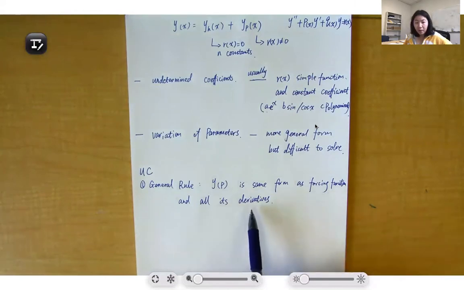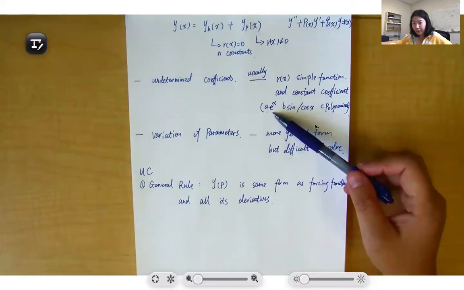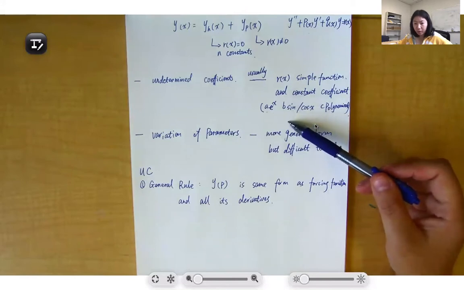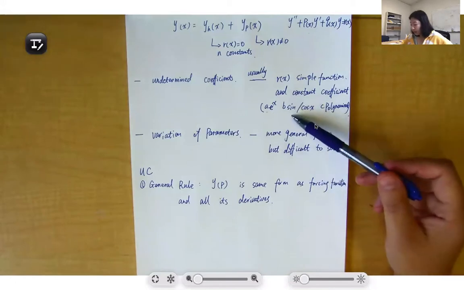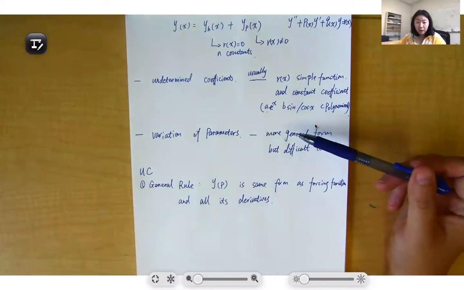What does that mean? For example, if your forcing function is e to the x, then the solution form will look like e to the x and its derivative, which is still e to the x. When your forcing function is sine x, then your particular solution will be the same format as the forcing function, which is sine x, as well as its derivative, which is cosine x. So it will be a combination of sine x and cosine x.